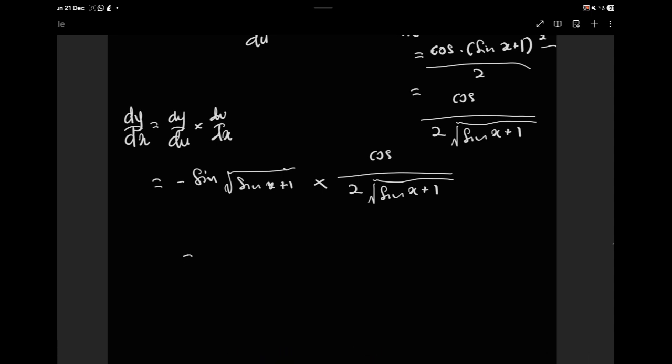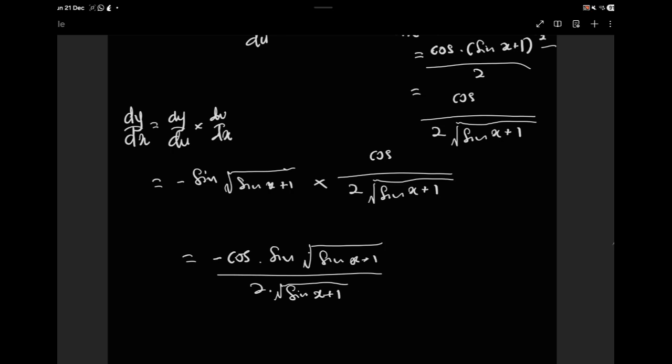So what's left is to put everything together. So we're going to have negative cos times sine of the square root of sine x plus 1, over 2 times the square root of sine x plus 1. Okay, this is the derivative that we get based on the chain rule. Let's look at the next question.